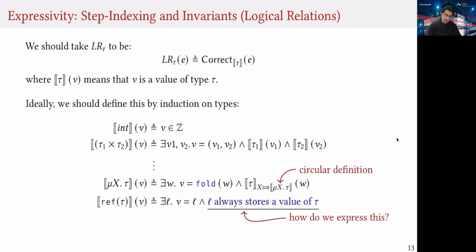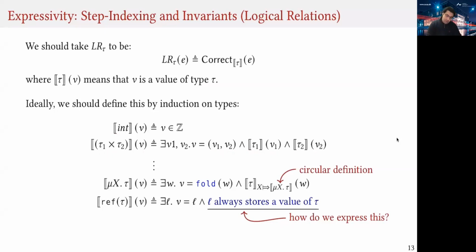Well, for the type of integer, it's very simple. The values of integers are just numbers. For a product, we can say, well, a value is a value of a product type if it is a pair, and the first element v1 of the pair is in the first type, and the second element is in the second type, right?